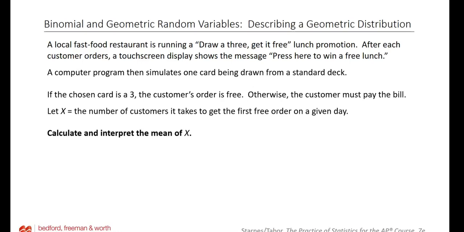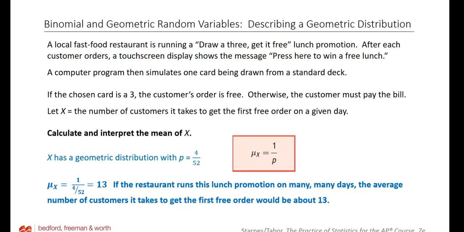This one, the chance of getting an ace is 4 out of 52, or 1/13. So if you do 1 divided by 1/13, that's the same thing as 13. The average number a customer takes to get the first free order would be about 13. The average would be 13 if they ran this promotion many times.